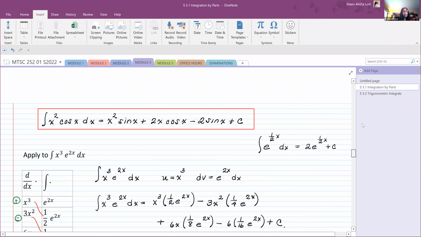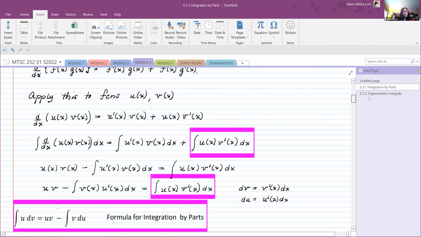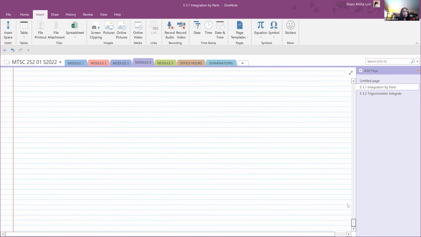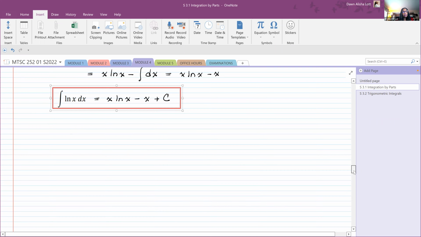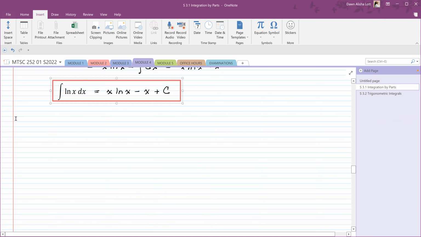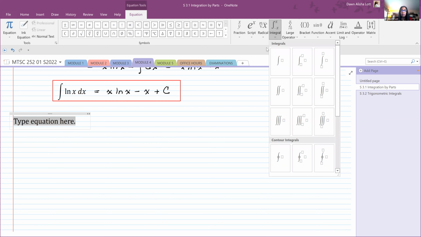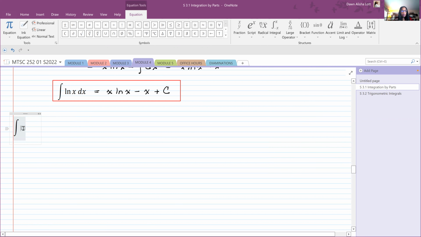The one I want to do is the tan inverse. I'm going to have to rewrite it. So I need the integral of the tangent inverse of x dx. So this is the one we want to work on.